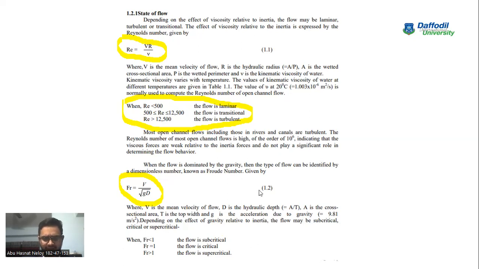Here are some conditions regarding Froude number. So what are the conditions regarding Froude number? If the Froude number is less than 1, then the flow type is subcritical flow. If the Froude number is equal to 1, then the flow is critical flow. And if the flow type is supercritical, then the Froude number is greater than 1.